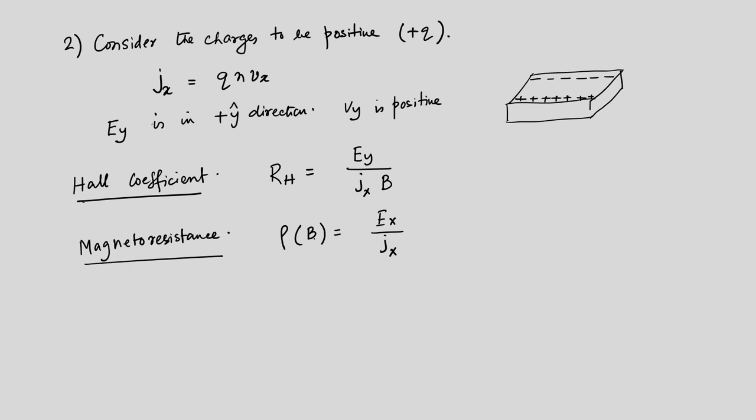It is independent of B. So, it really doesn't matter what B one applies. And eventually, when the equilibrium is established, then the Lorentz force gets balanced by this transverse electric field. And that's why there's no dependence on the magnitude of the magnetic field here, okay? And so how do we write down the equation of motion for this case where there's a current flowing in the X direction and then the magnetic field in the Z direction?